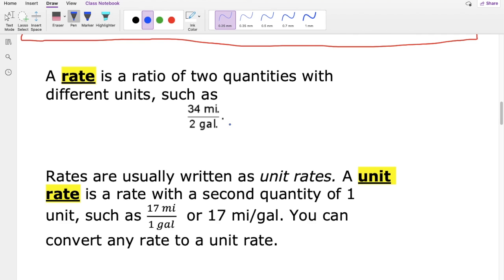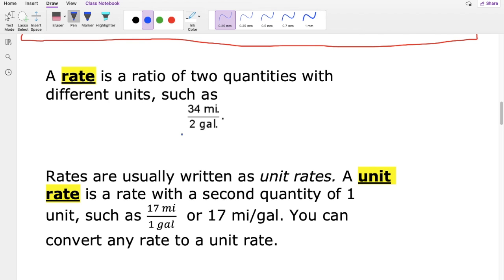Rates are typically written as unit rates. You never really see someone say, oh man, I just got 34 miles per 2 gallons of gas that I just used. Typically it's said as a unit rate.